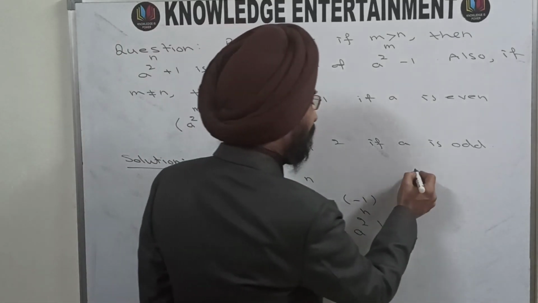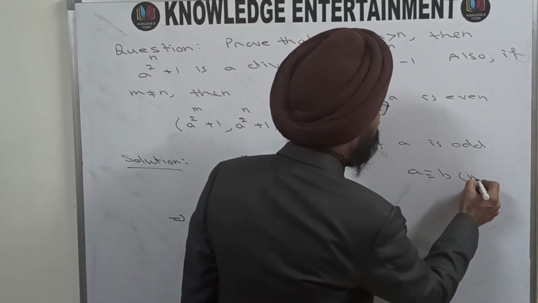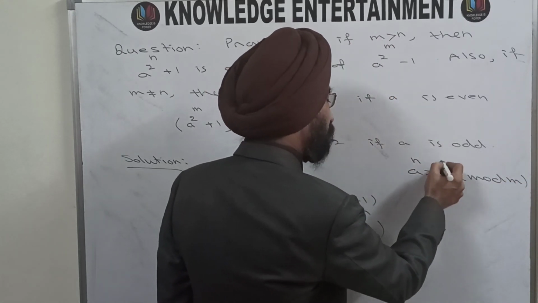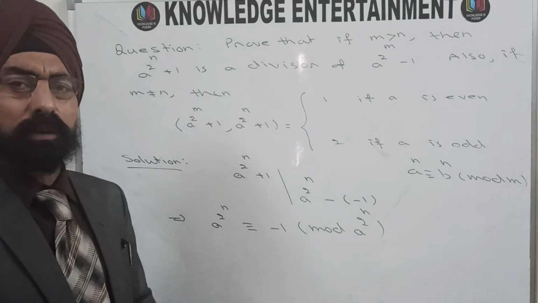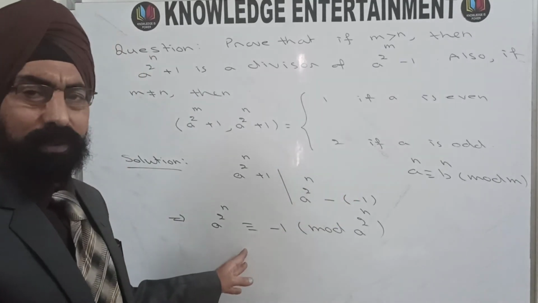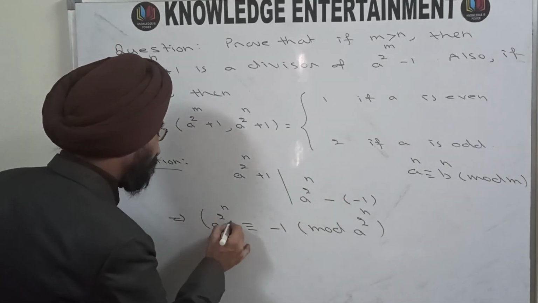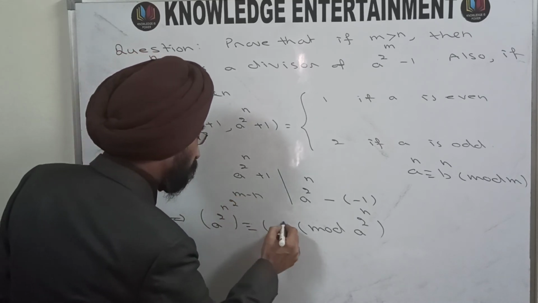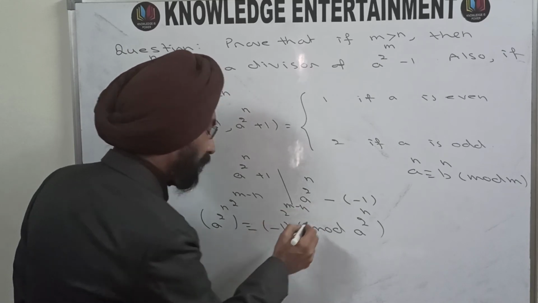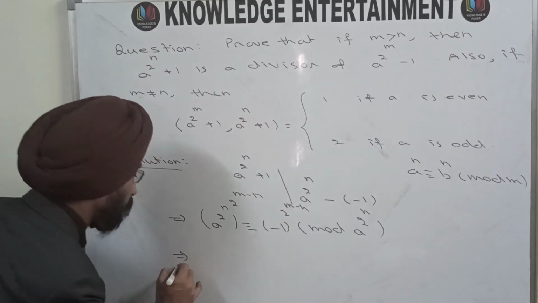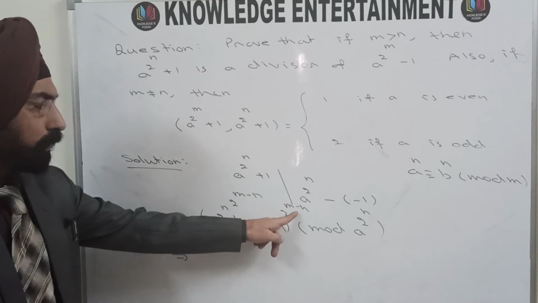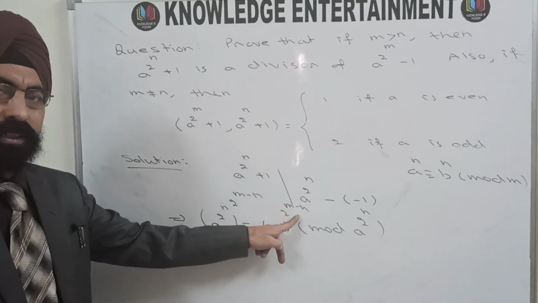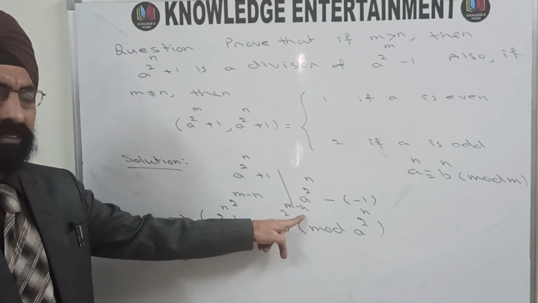Now, if a is congruent to b modulo m, then we know that the same power of a and of b are also congruent to each other modulo m. So here I am going to use the same trick. I am raising both sides to the power 2 raised to the power m minus n. So what are you going to get? Minus 1 raised to the power 2 raised to the power m minus n. Since m is greater than n, this quantity is definitely even, and minus 1 raised to an even power is 1.